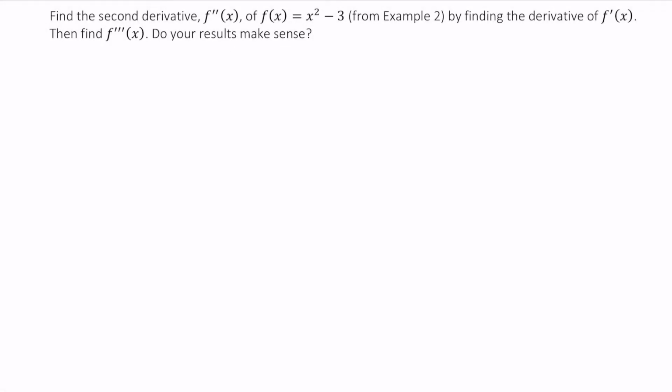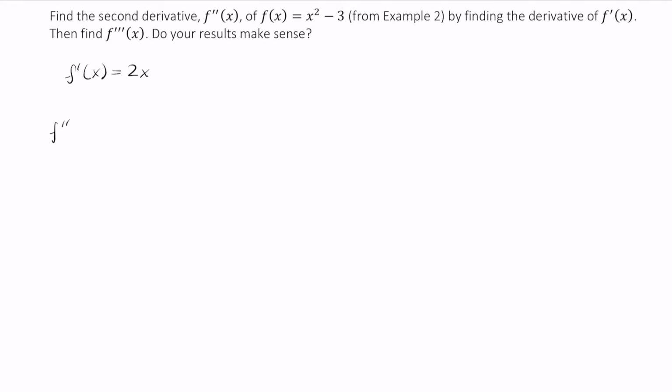Welcome. In this video, we are going to find the second derivative of f of x equals x squared minus 3. And in this version, it's from example 2. In your version of the notes, it might be different, but either way, it will be from a previous example. And in that example, we figured out that the first derivative is equal to 2x. So now let's go ahead and use the limit definition to find the second derivative.